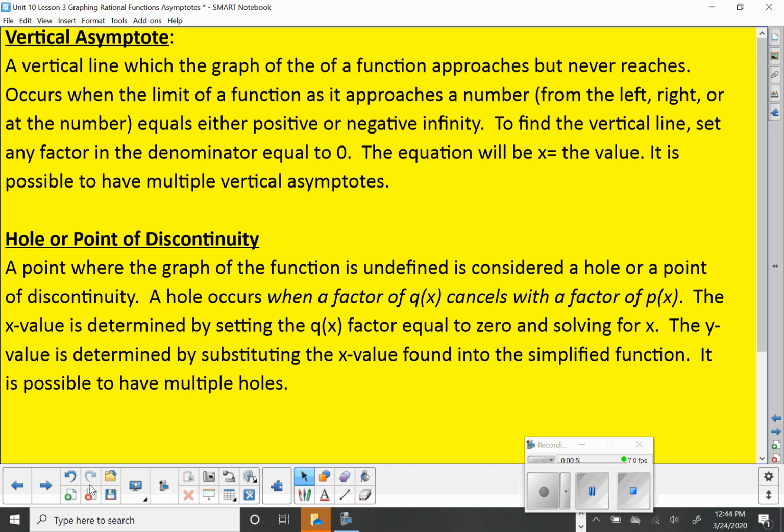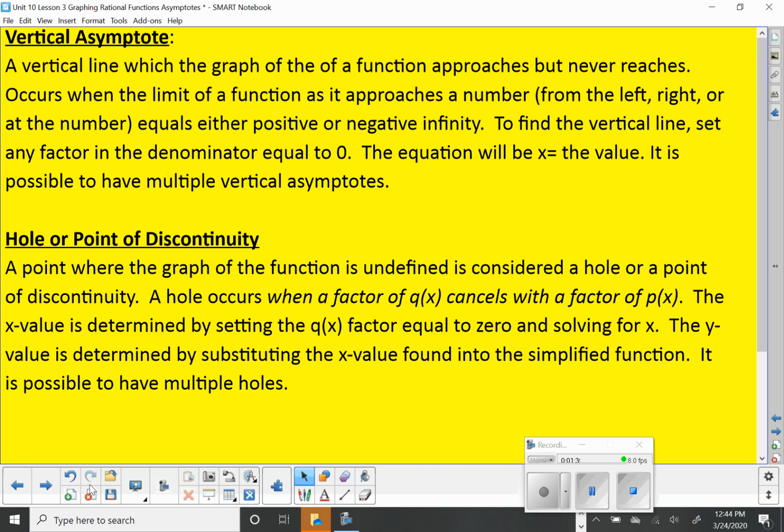And first, a vertical asymptote. A vertical asymptote is a vertical line, you write it x equals, and then the number, which the graph of a function approaches but never reaches. It occurs when the limit of a function, as it approaches a number from left or right, or at the number, equals either positive or negative infinity. Essentially, a vertical asymptote occurs any place where that particular number, if input into the function, would make the function invalid. To find the vertical line, we set any factor in the denominator equal to 0. The equation will be x equals that value. It is possible to have multiple vertical asymptotes. It's also possible to not have any.